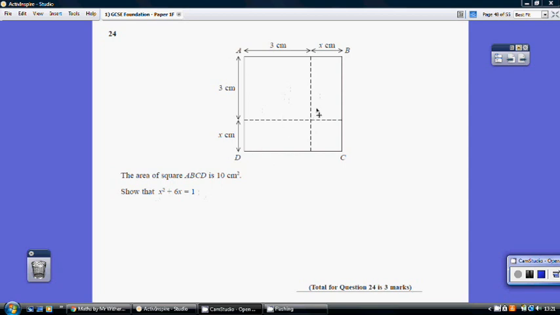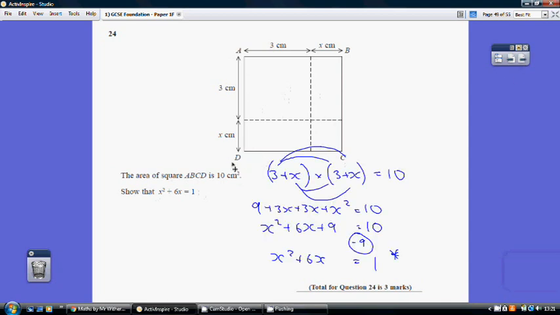Now this is a square and we're told that the area of the square is 10. Now the area is base times height. So our base is 3 plus x and our height is 3 plus x. So base times height, 3 plus x times 3 plus x, has got to equal 10. So multiplying out our pair of brackets, 3 3s are 9, 3 times x is 3x, x times 3 is 3x, x times x is x squared.